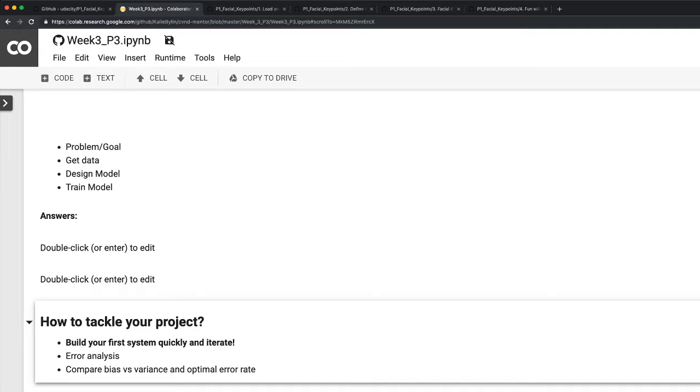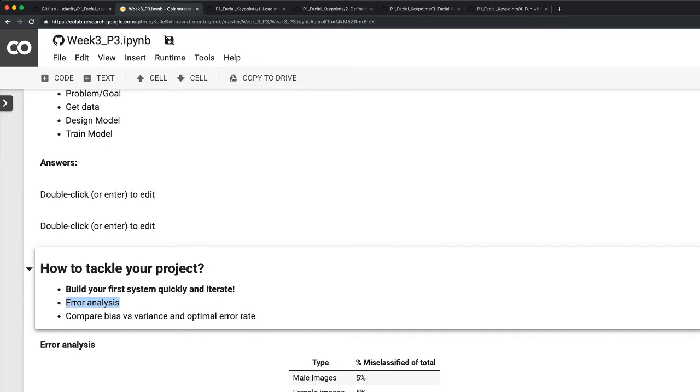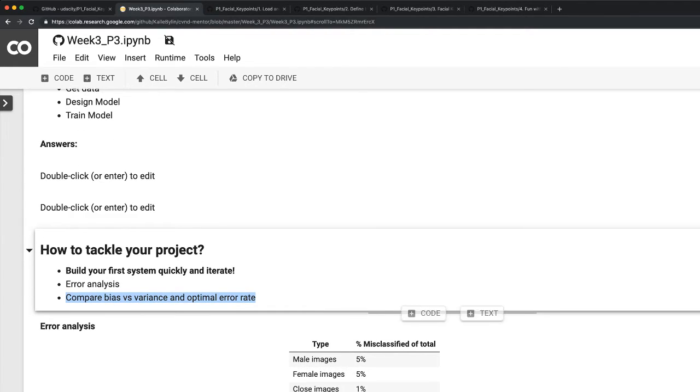And then after you try your first types of models, you do error analysis, and you can compare bias versus variance and the optimal error rate. So first of all, error analysis. What is this? Error analysis is basically the process of examining the validation set and looking at which images your algorithm got wrong. Basically, you train the model, you make the predictions, you look at the accuracy, or the error in this case, because we're working on a regression problem, and you see that the mean squared error is not what we expected.